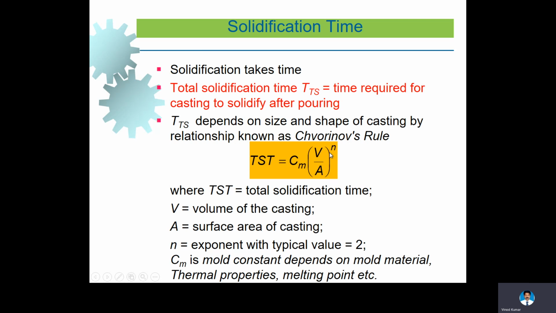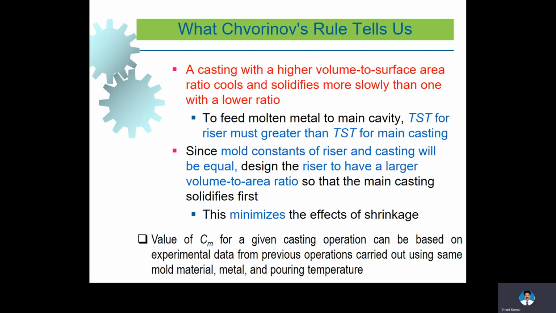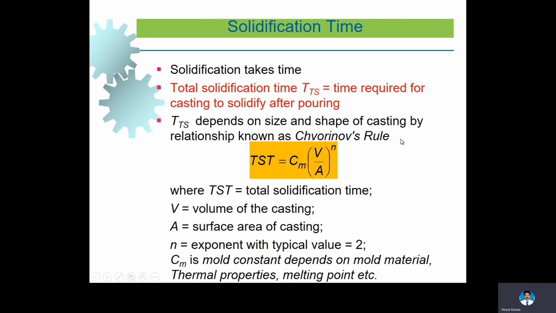n is normally 2. So a casting with a higher volume to surface ratio: whenever the volume to area ratio is more, you need more time for solidification. When the volume to area ratio is less, you need less time for cooling or solidification. This is the connection between solidification time and the volume to surface area ratio.